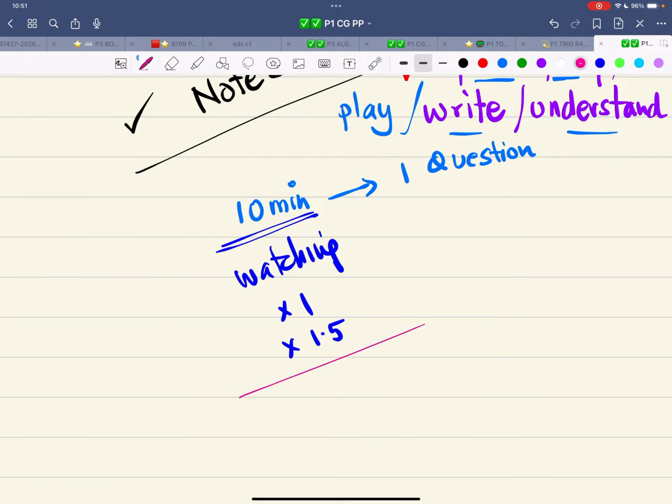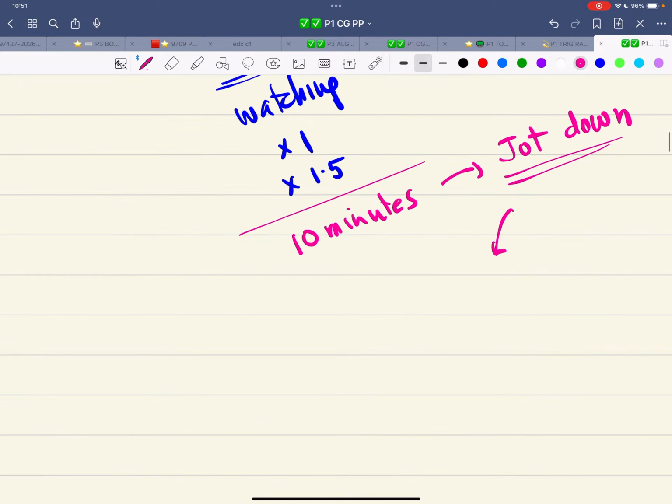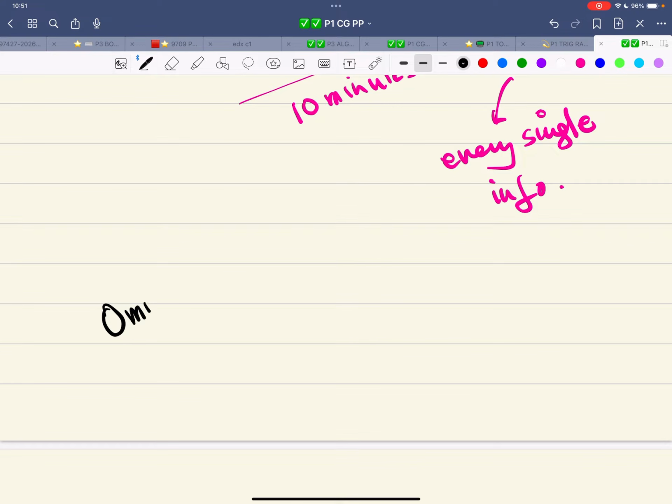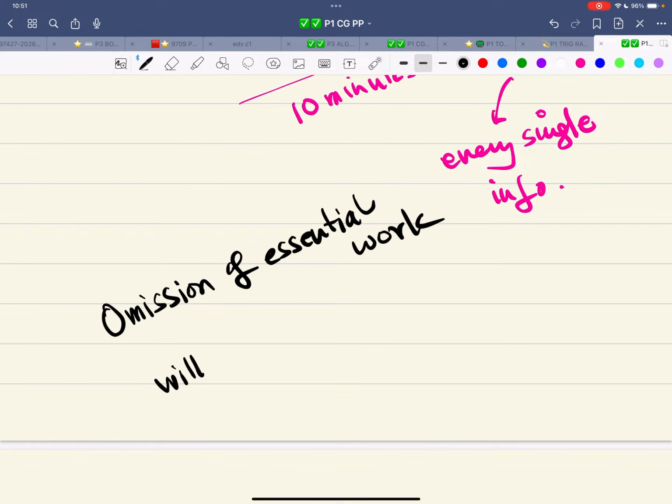And then the second time, take some more time, maybe like 10 minutes, and you can jot down the details in your register. Jot down every single detail. Keep that in mind. Every single piece of info, jot it down. Because remember what I always say in class, that is omission of essential work. Whatever is necessary, all the steps that I show is necessary. Omission of essential work will result in loss of marks. So we don't want to lose any marks.